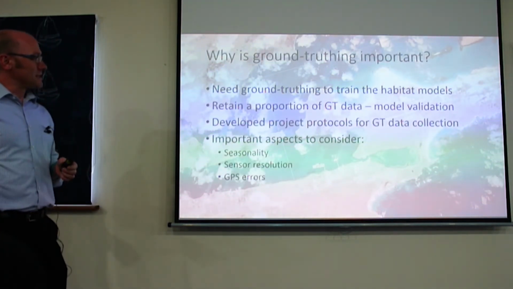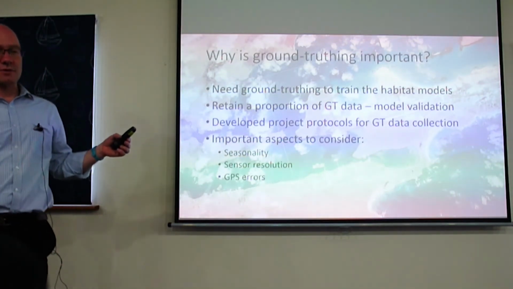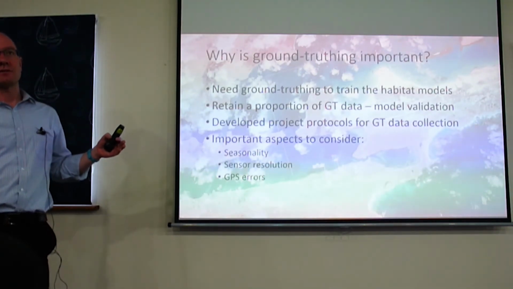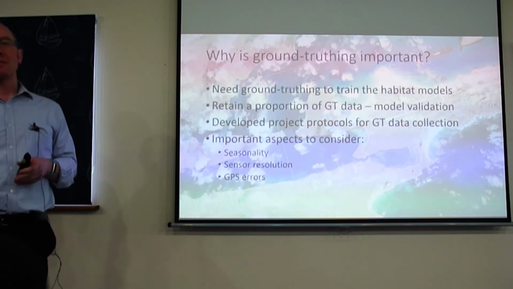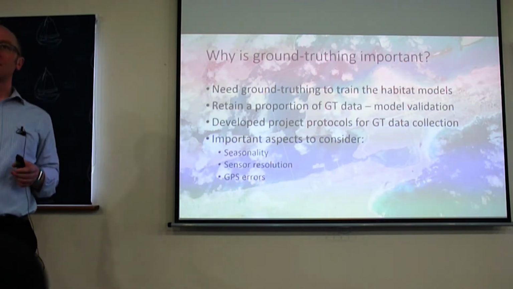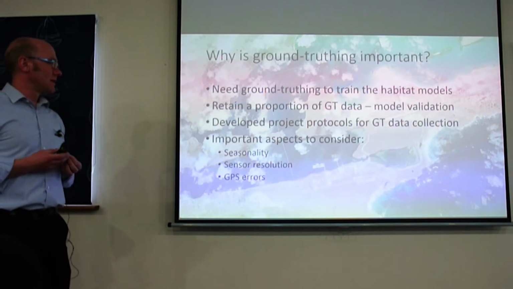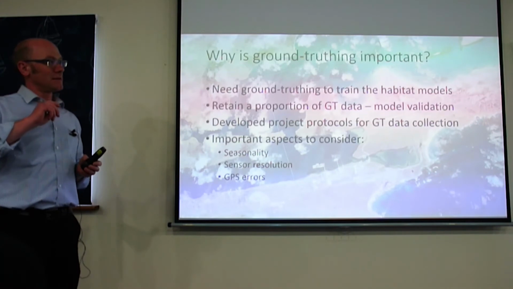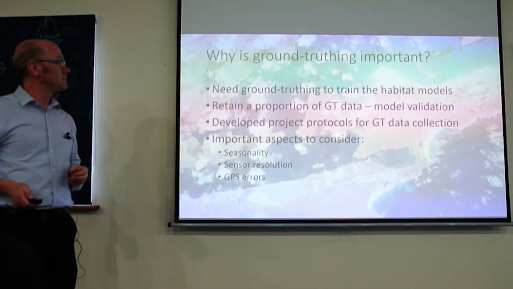We've got a lot about sensor resolution, so as in how do you validate or ground truth a 30-meter dataset such as Landsat versus a Sentinel at 10 meters and Worldview at 2 and drone at sort of centimeter level. And that'll become really apparent this afternoon when we get out in the field and actually have a go at collecting ground truthing data. And the other thing to think about is GPS errors. I'll come on to that in a bit more detail later on.